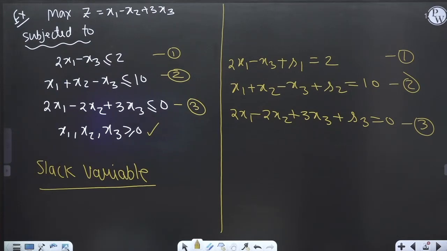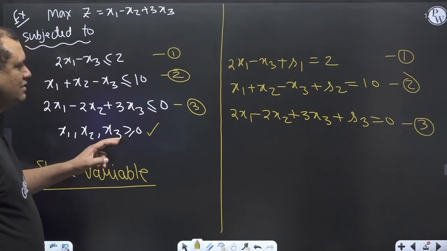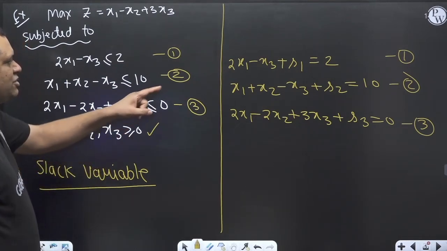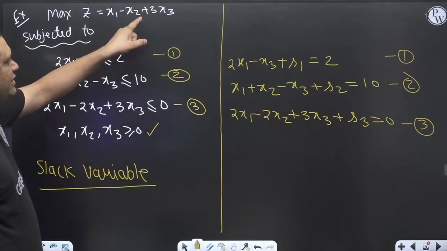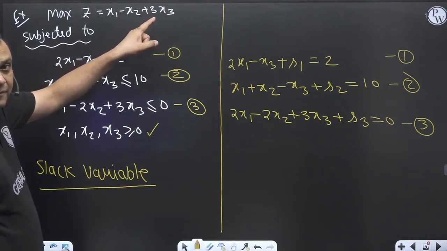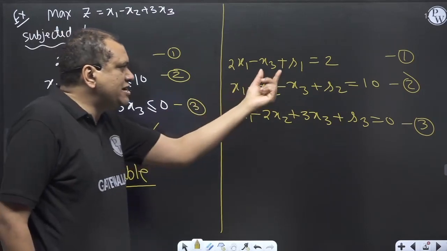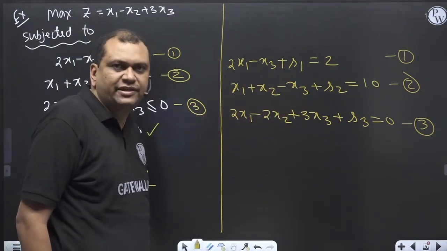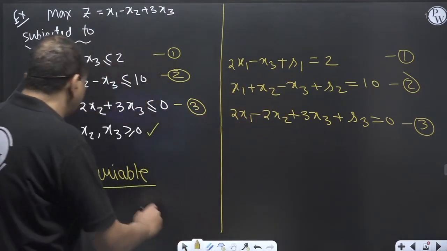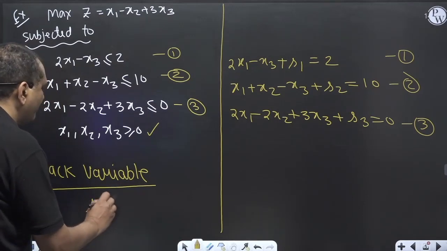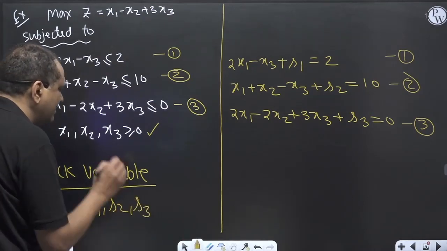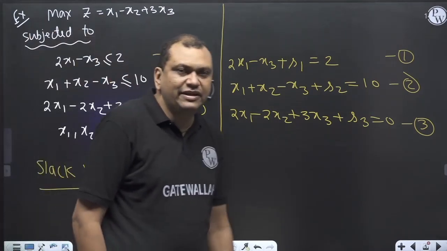Okay, all right. Now x1, x2, x3 are there in the objective function. I have introduced slack variables s1, s2, s3. s1, s2, s3 are called slack variables.